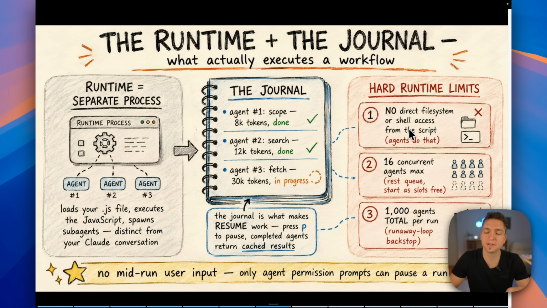3 quick things to note on this as well. There is no direct file system or shell access from the script. The agents can do that, obviously. Currently, 16 concurrent agents is the max amount that you can have. There are various other technical factors that go into this that I'm not going to put in this video. I will have a separate deep dive video where I dive into all of this stuff at a very low level. You can then have 1,000 agents total per run, so you can still have a massive swarm doing the work. It's mostly just the concurrent agents max that you're limited to right now.